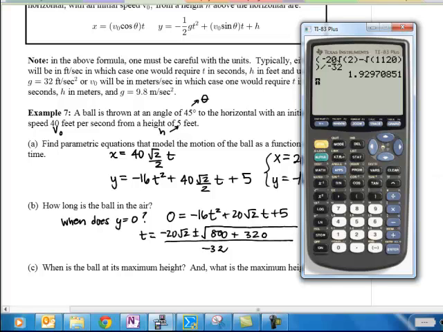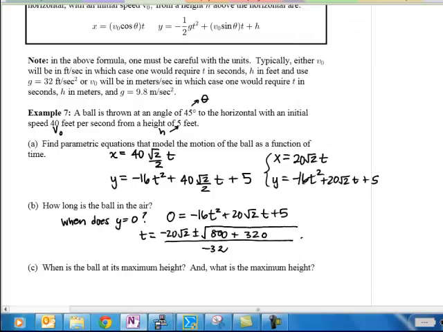If we wanted to check the other one, you can change this minus to a plus. And that's a negative value, so that doesn't make sense. But it does make sense that for a negative t value, we would have the other place where y would be 0. So if we went back in time and the ball were going down lower than 5 feet, that would be sensible for the other value of t that would make y 0. So it looks like 1.93 is roughly what we want. So about 1.93 seconds for the ball to be in the air.